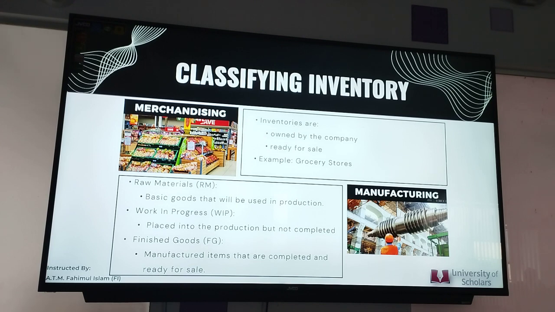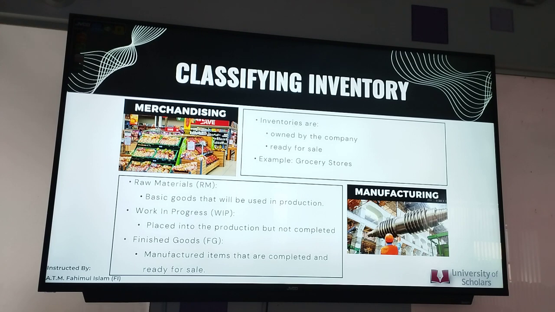So what is finished goods? The manufactured items which are completed and ready for sale, we're calling them as finished goods. And we will learn in the senior classes how raw materials, work in progress, and finished goods are accounted for. When we learn the cost accounting course, we'll learn those things, inshallah, in a very detailed method.